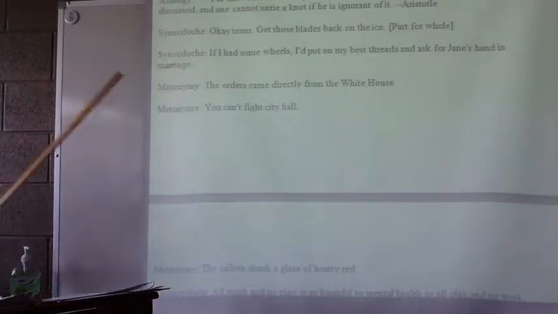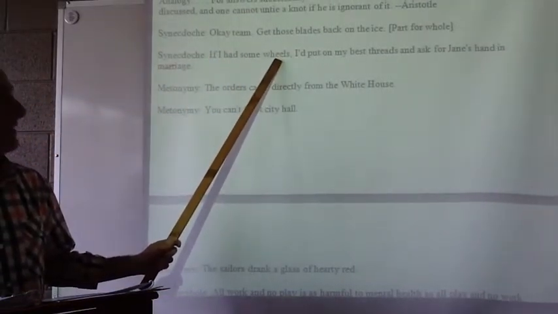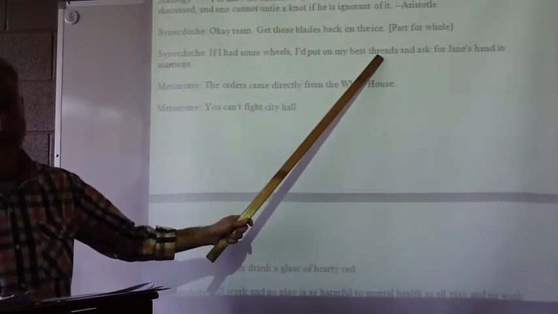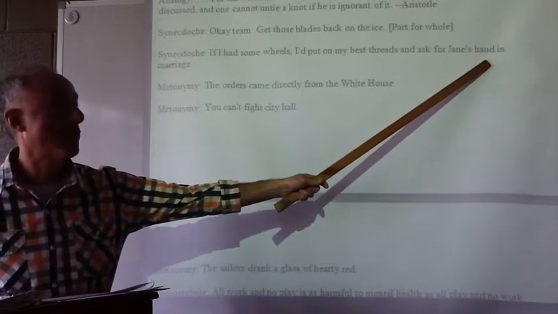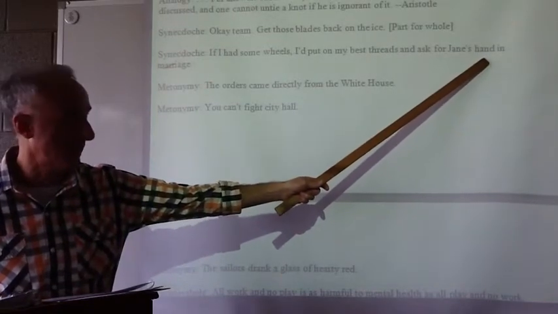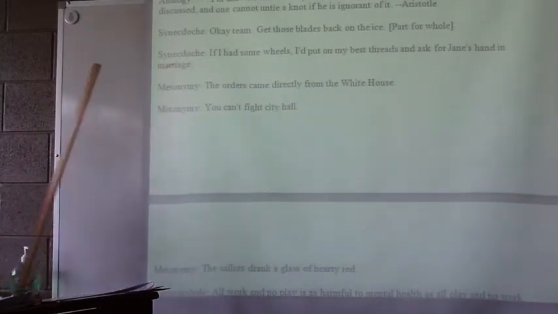Synecdoche. We have several examples in this sentence. If I had some wheels, that means a car. I'd put on my best threads, that means clothes. And ask for Jane's hand. No, I really want Jane, not just her hand. So parts representing the whole. Okay?